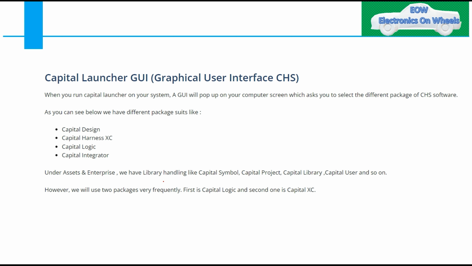When you run the Capital Launcher on your system, a GUI pop-up will come up on your screen, which will ask you to select the package of the CHS which we have discussed earlier. There are, as you already know, many different packages, but mostly we will use two or three. One is the Capital Logic, and Capital Harness XC, and Capital Library and Capital Symbol. Sometimes Capital User also we use, and I will tell you why.